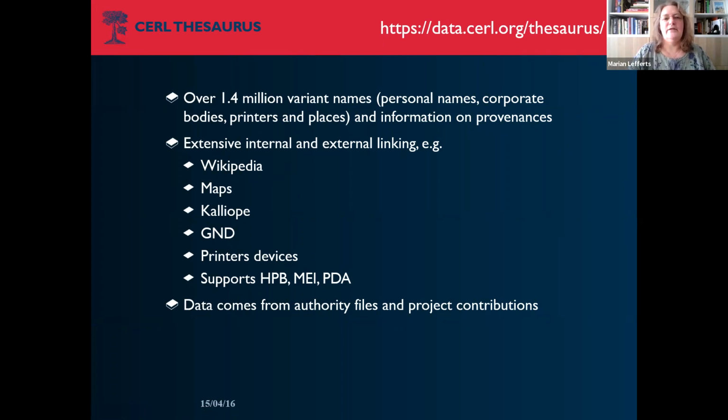And the CERL thesaurus is extensively linked to a number of other resources, for example, Wikipedia, to maps, to Calliope, to the GND that I already mentioned. We have evidence about printers, devices, and images. And as I said, it supports the HPB, but also MEI and PDA. The data comes from authority files, but increasingly and very happily comes from project contributions. So if somebody is working on female printers in Flanders, or the book ownership of monasteries in Italy, or print workshops in Catalonia, for example, we get, and you build up a corpus of names and variant spellings and representations of these names. We are very grateful to receive them. And at the top of the screen, you see the URL for accessing the CERL thesaurus via the web interface.